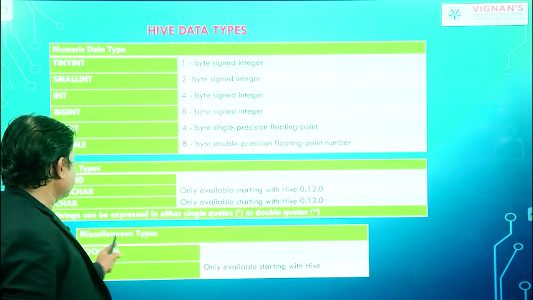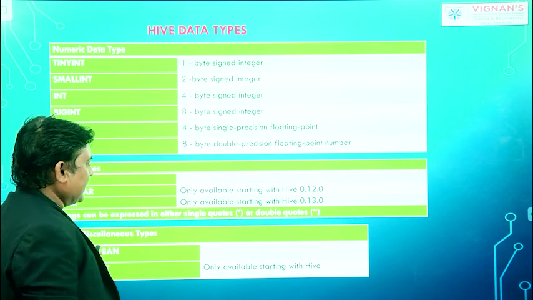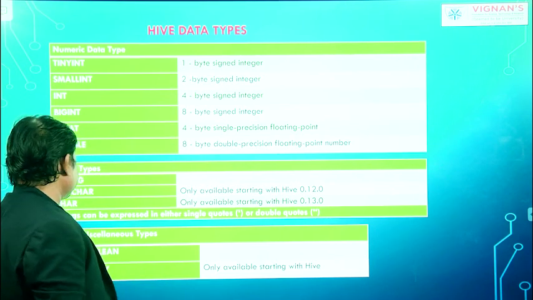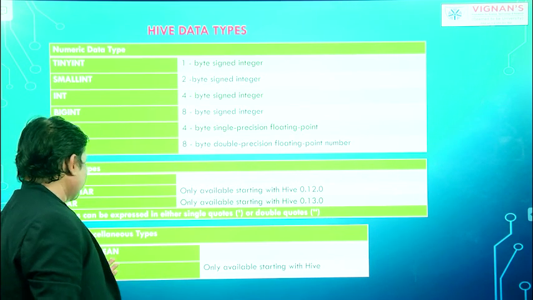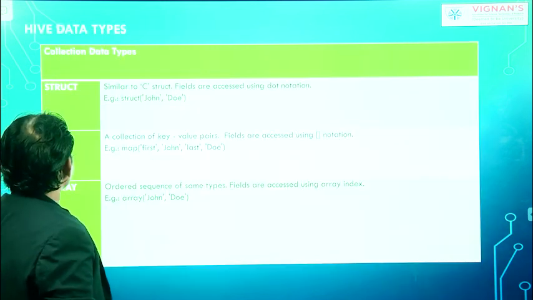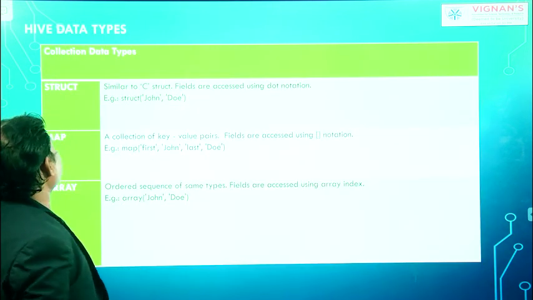Now this is a miscellaneous type. Okay, only available with Hive. So these are miscellaneous types. We have Boolean and we have binary also. This is called the complex data type.